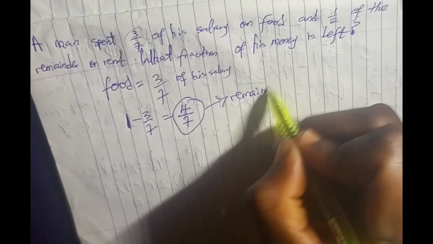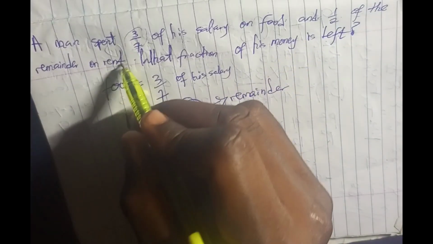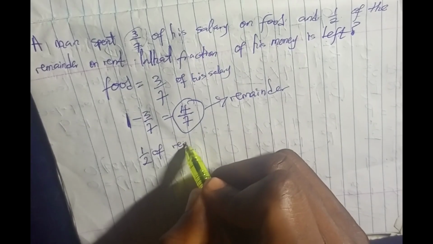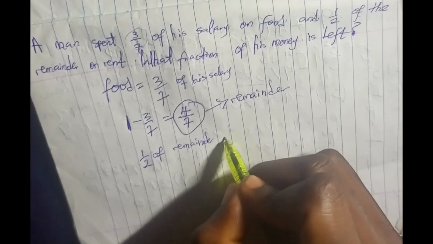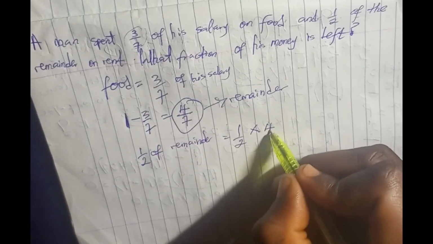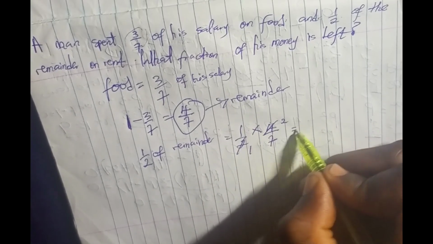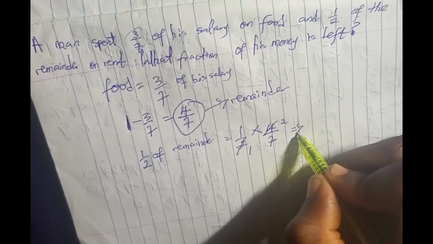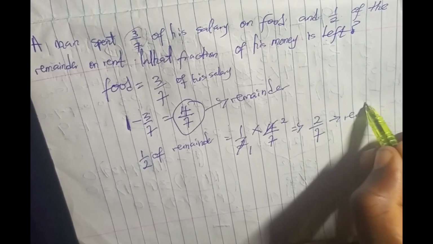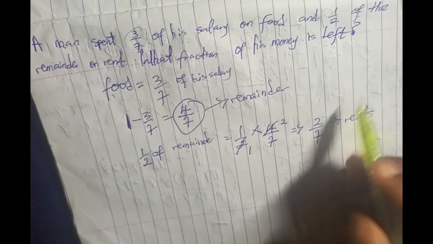So 4 over 7, as we've seen, is the remainder, right? What did they say here? And he spent 1 over 2 of the remainder on rent. 1 over 2 of the remainder will be what? 1 over 2 times the remainder, which is 4 all over 7. 2 here, 1; 2 here, 2, right? So what he actually spent on rent is 2 over 7. This is what he spent on rent.